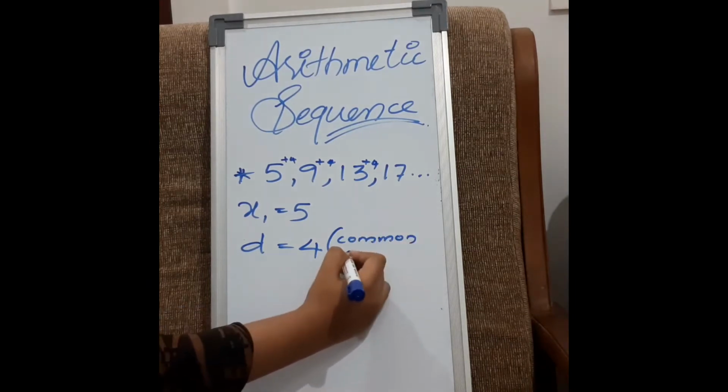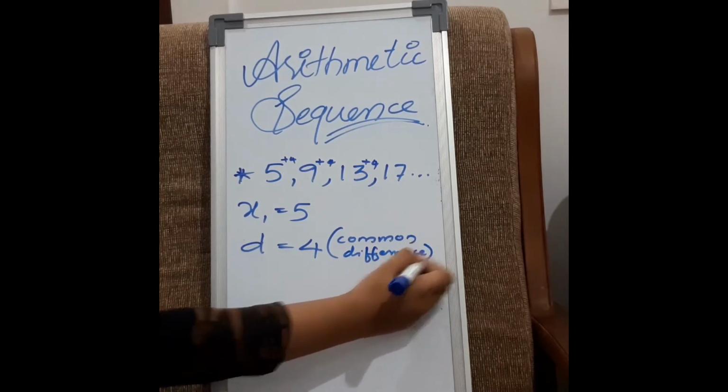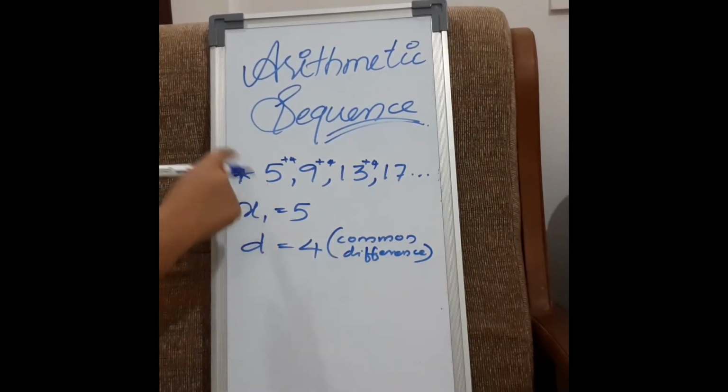An arithmetic sequence should be continued by a fixed number. That fixed number is known as the common difference, denoted by d. And here the common difference is 4.